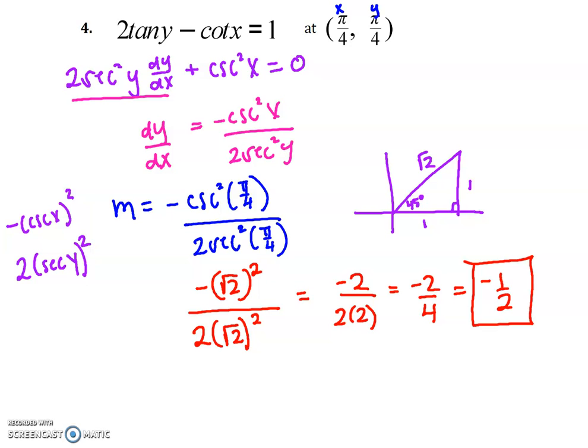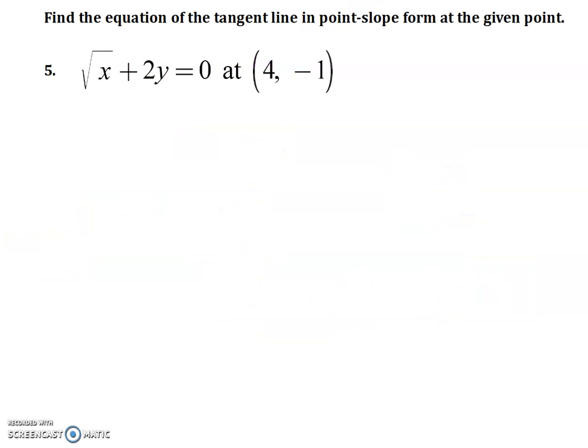Now from here, since we found the slope, now we can find the equation of the tangent line, and we're going to stay in point slope form at the given point. So this time I've got some derivatives with roots. When I go to take this derivative, that'll be 1/2 x to the negative 1/2. The derivative of 2y is just 2. Tack on a dy dx. And derivative of 0, still 0.